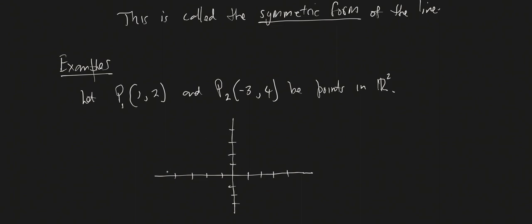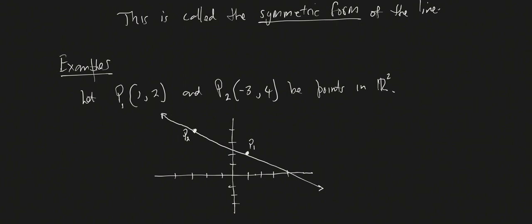Okay, so P1 is the point (1, 2), so that's right here. So this is P1. And then P2 is (-3, 4), so kind of up here, roughly. So that's P2. What we're going to find is the vector, the parametric, and the symmetric form of this line.